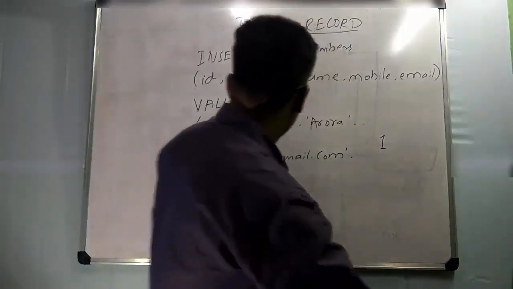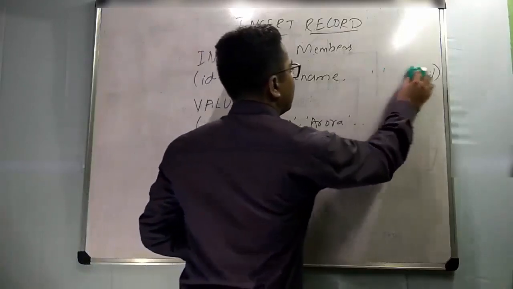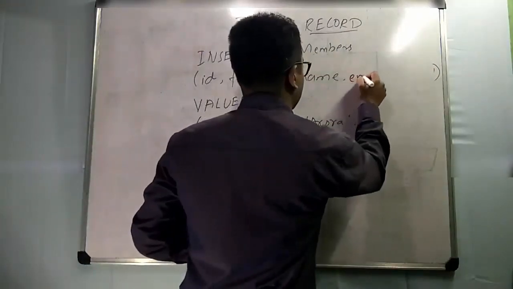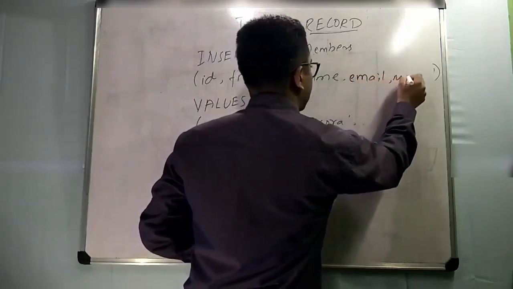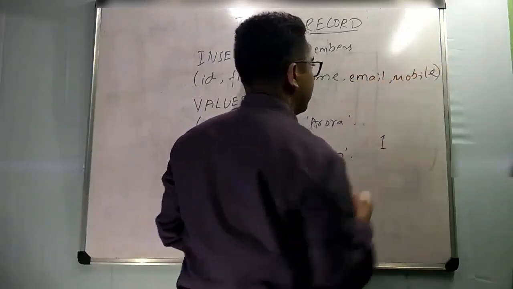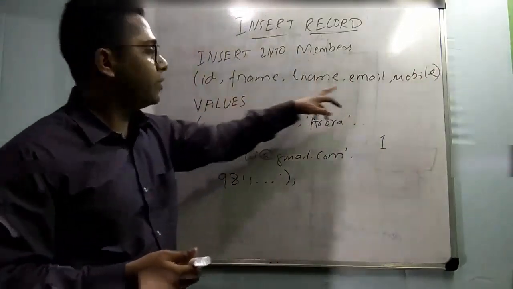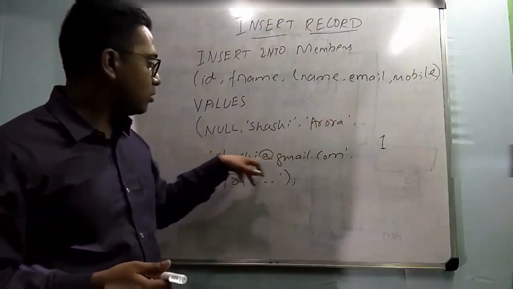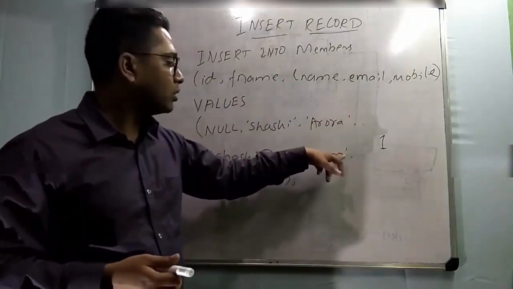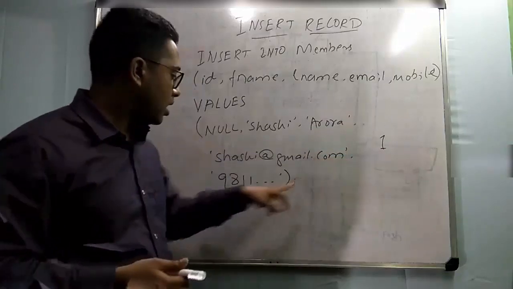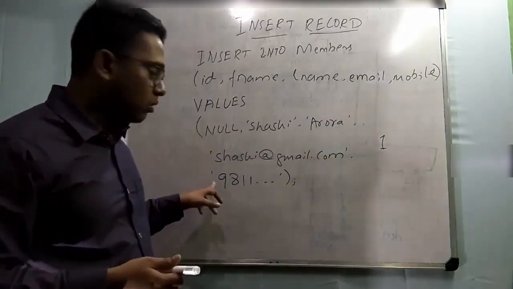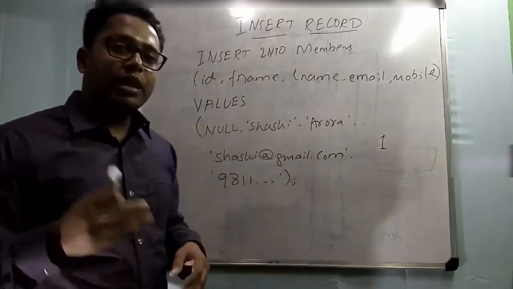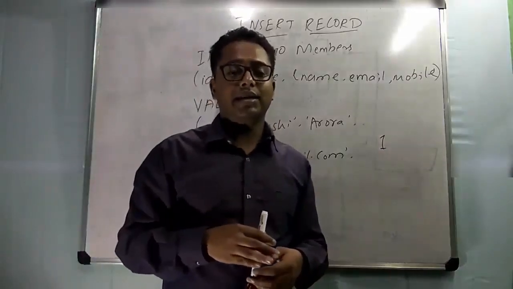So the next field is email, and we need to put a single quote, type the email, and close it with a single quote, then put a comma, then put a single quote and enter the mobile number of that member. This is how we can insert a record inside the table.